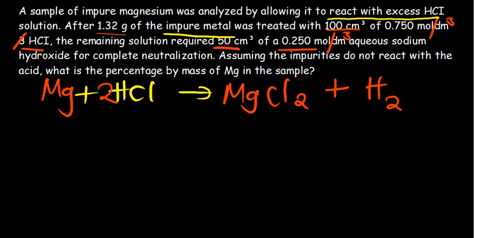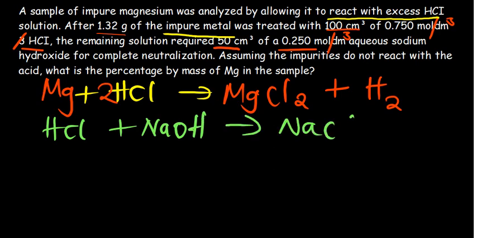Now, what information are we given about the hydrochloric acid? We've been given the volume as well as the concentration. But in back titration we start from the second reaction. The interesting part was that the remaining solution required 50 cubic centimeters of sodium hydroxide. So the excess one was the hydrochloric acid, and it reacts in the second reaction with sodium hydroxide. Of course, we have sodium chloride plus water.